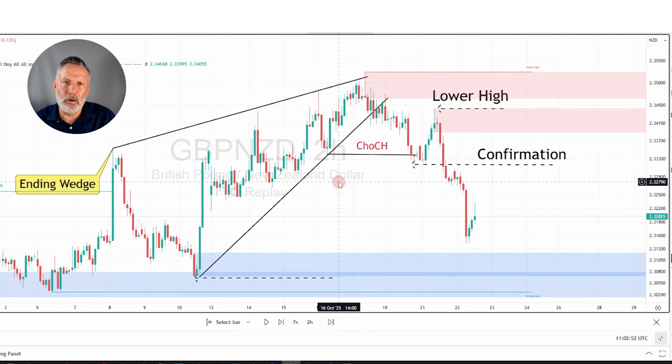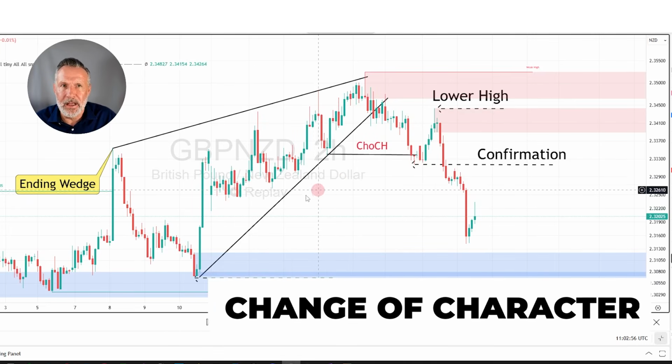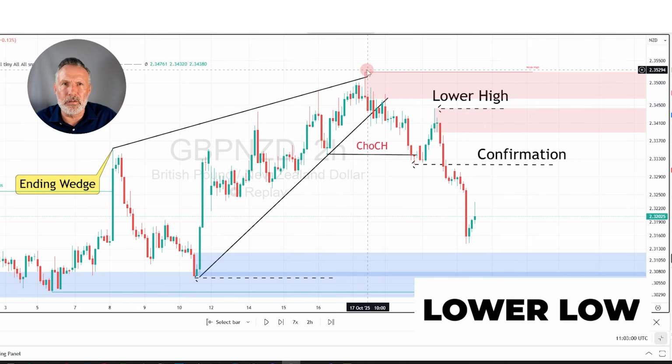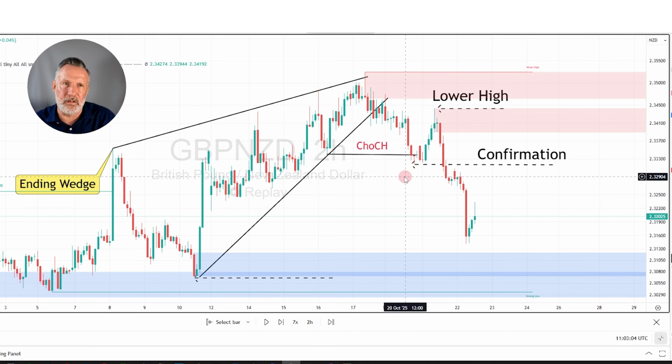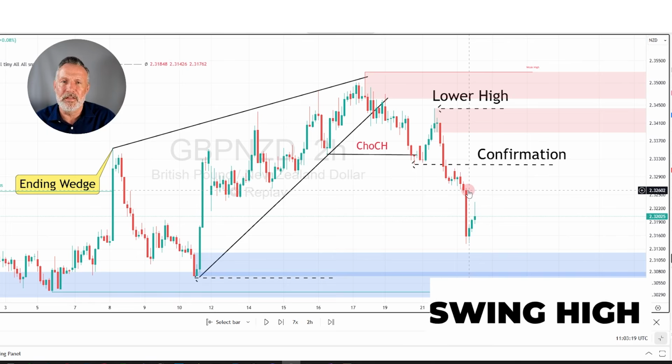A potential trend change is when we see a change of character. This is when we have gone from making higher highs and higher lows to a lower low. Now this is the first warning sign of a potential change in trend. The failure to make a new higher high and a break of the change of character level is our confirmation. This then highlights that a new swing high is in place.